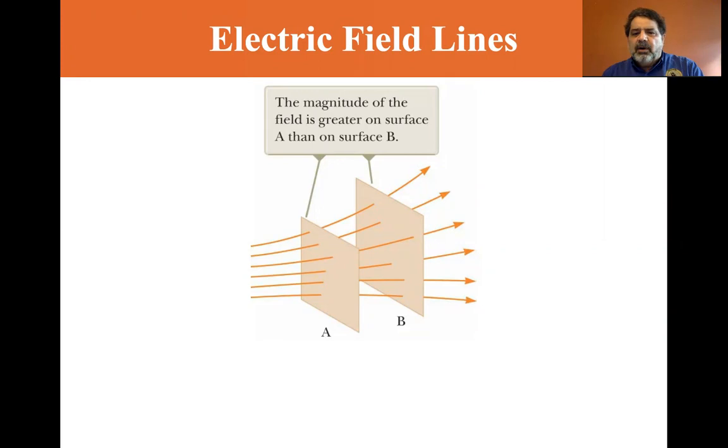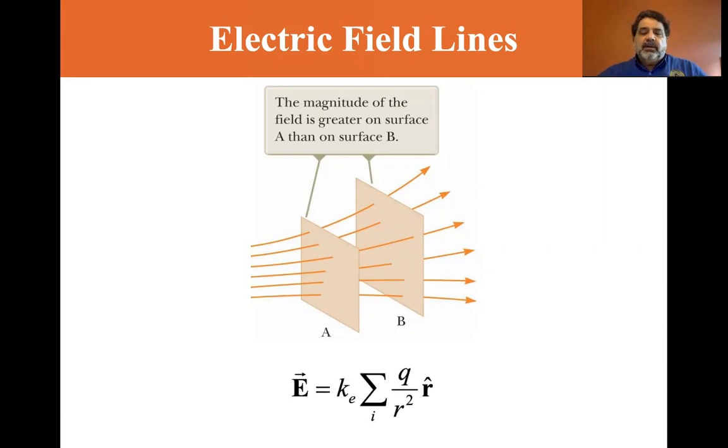The nearer you are to the source of the field lines, the greater the magnitude of the field strength is. So that's kind of intuitive. As you get further and further away from the source, the field lines diminish because they spread out. Well, we'll just continue on.